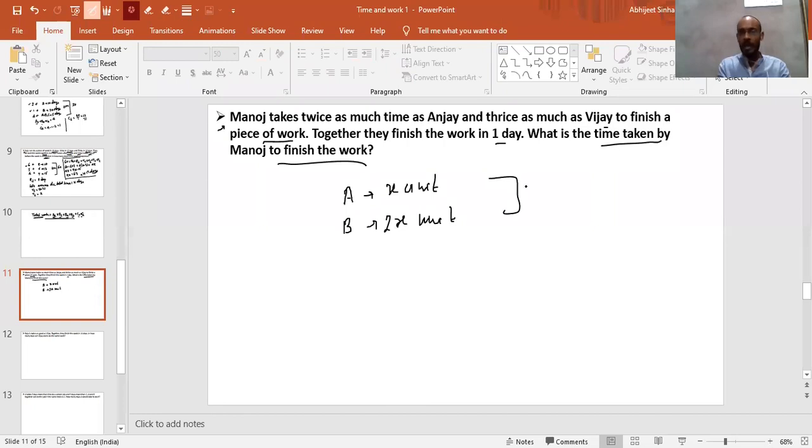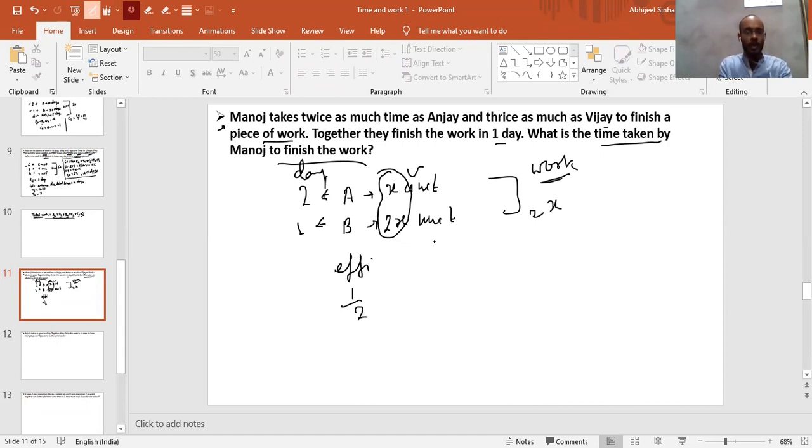And if the work given is nothing but, let us say for an example, 2x. So what will be the efficiency of X? This is 2. And what will be the efficiency of B? This is 1. This is the time taken, the days, because efficiency is given here. If the efficiencies are in the ratio of 1 is to 2, then the times are in the ratio of 2 upon 1. Right? Is it clear to you?